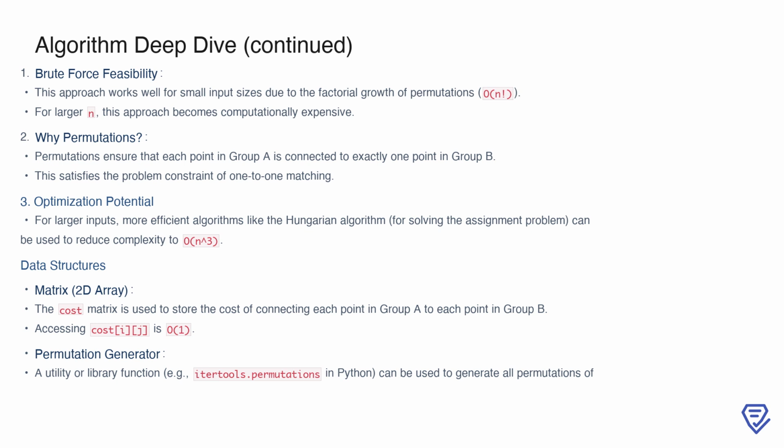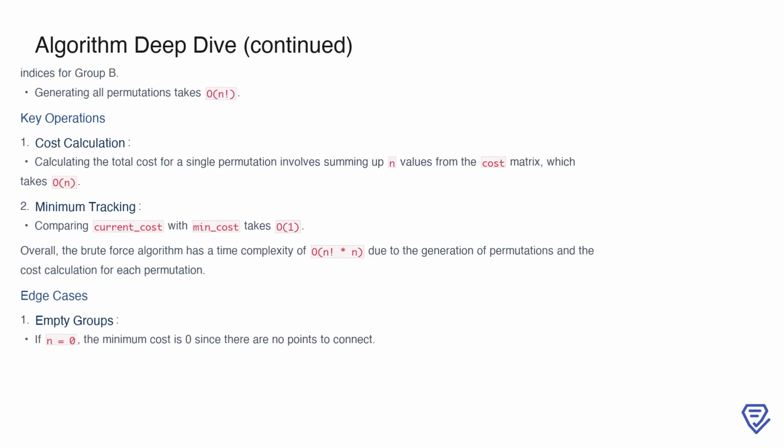It allows us to quickly look up the cost of connecting any 2 points in O(1) time. Additionally, we can use a permutation generator, such as Python's itertools.permutations, to simplify the generation of all possible matchings. Generating all permutations of the indices for group B is an essential operation in this approach, but it comes with a significant cost of O(n!).